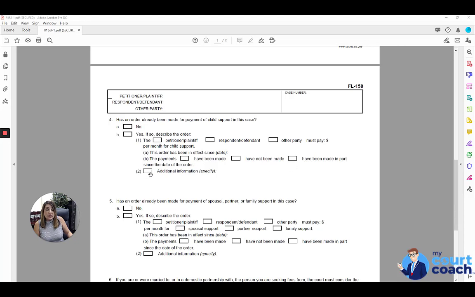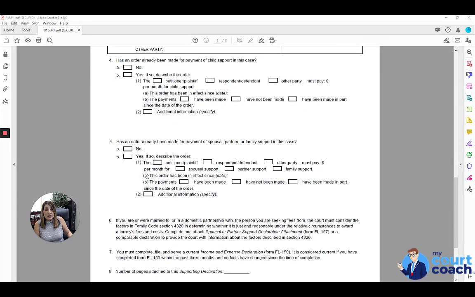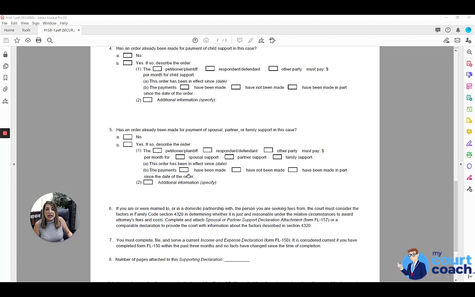And any additional information about the order of child support in your case goes in 4B(2). Item 5, same question, but for spousal support. So again, the options are no, or if yes, you want to describe the terms of the order, just like with child support above. Any additional information regarding the payment of spousal support would be indicated in 5B(2).